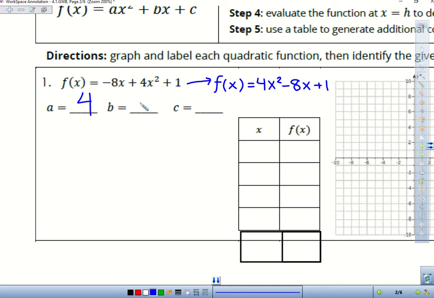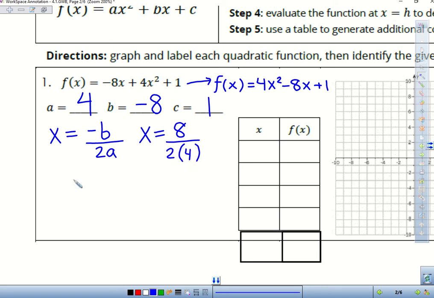4. The b is? Negative 8, and the c is? 1. Good. The formula you then use is x equals negative b over 2a. So in this formula, you're going to plug the values in. That's going to be x equals. Now notice your b is already negative, so what's going to happen when I plug it in for the negative? Positive. Good, it's going to become positive over 2 times your a, 8, which is 8 over 8, which is what? 1. So that's going to be the middle of your table, okay, that x value.